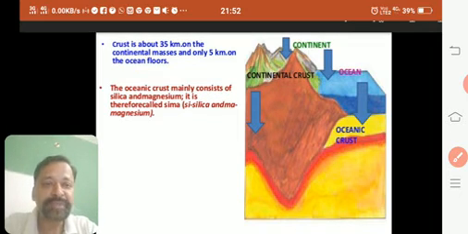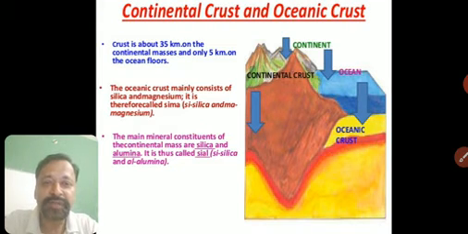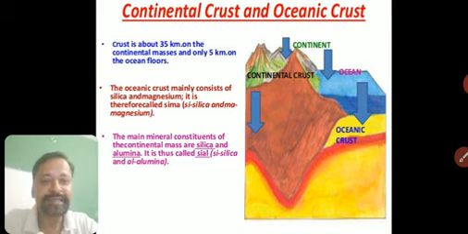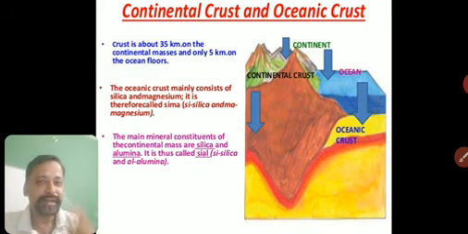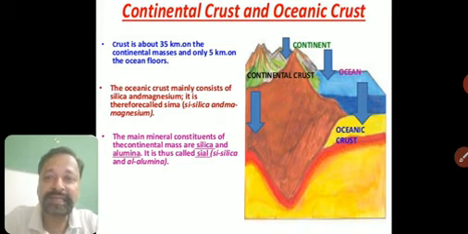Fine. So the next point is: the main mineral constituents of the continental mass are silica and alumina. It is thus called Sial. Very good. Now if I ask you a question, why do we call continental crust Sial?